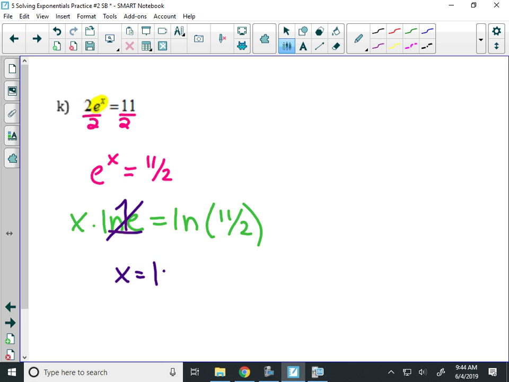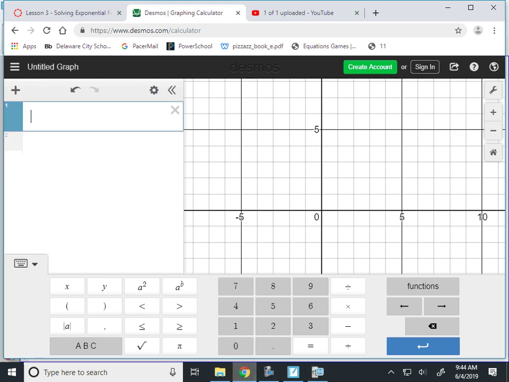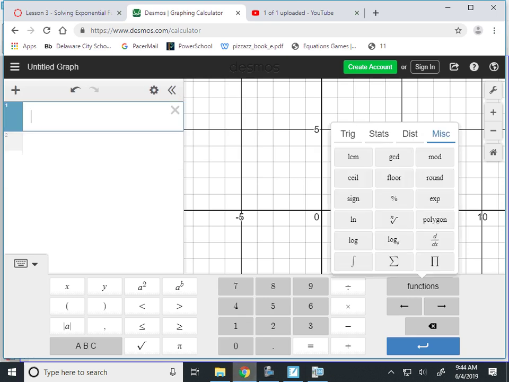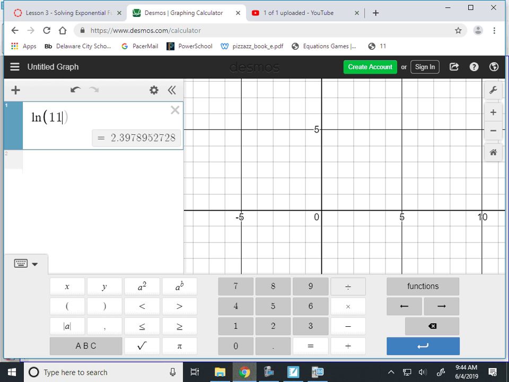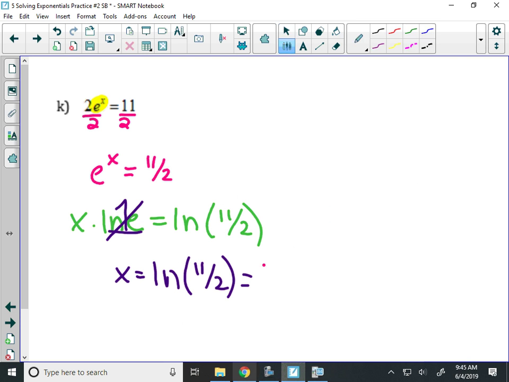You just have x equals the natural log of 11 over 2, which you can now simplify using your calculator. And the natural log of 11 over 2, you get 1.705. And that'll be your final answer.